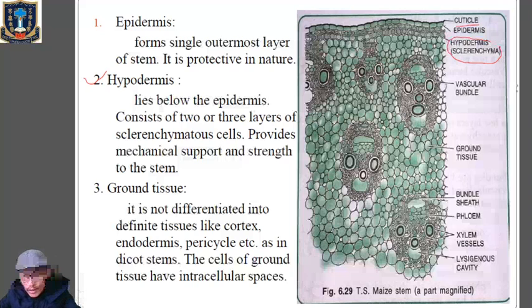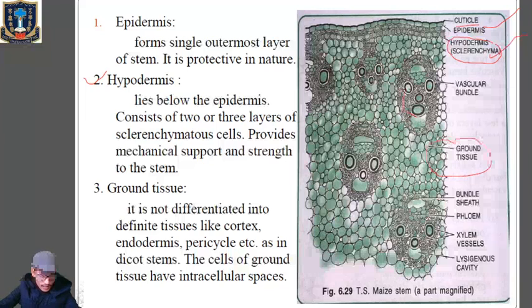So when we look over here, just below the epidermis, the 2-layer thick region is the hypodermis, and it is made up of what type of cells? It is made up of sclerenchyma cells. It also provides mechanical support and strength to the stem. Then comes the next one, which is called the ground tissue. Okay, the ground tissue.